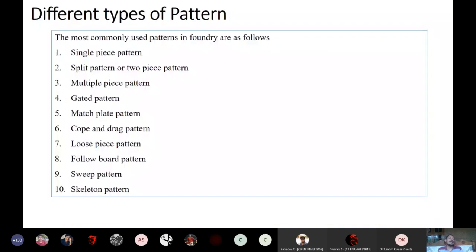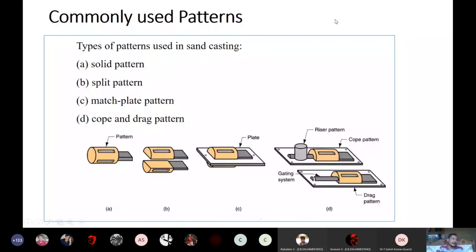These are the common types of patterns you can see in the foundry. The whole list of patterns is given: single piece pattern, split piece or two piece pattern, multiple piece pattern, gated pattern, match plate pattern, cope and drag pattern, loose piece pattern, follow board pattern, sweep pattern, and skeleton pattern. Here you can see the first figure. This is a solid pattern, where the entire pattern is made from a single piece of material. That is called the solid pattern.